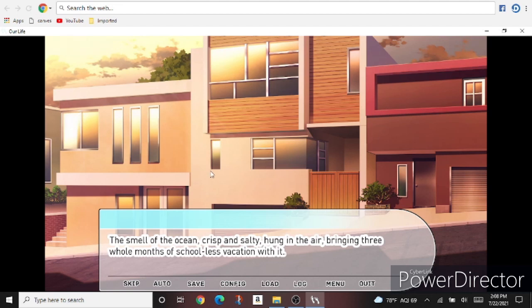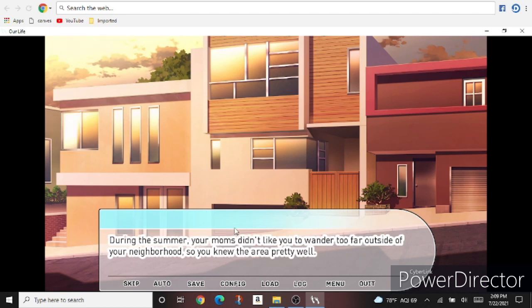The ocean, crisp, salty, hung in the air, bringing three whole months of schoolless vacation with it. During the summer, your mom didn't like you to wander too far outside of your neighborhood. Maybe the area.